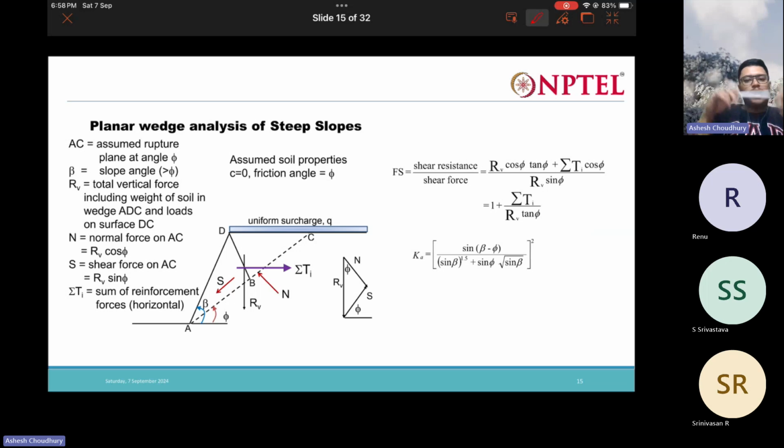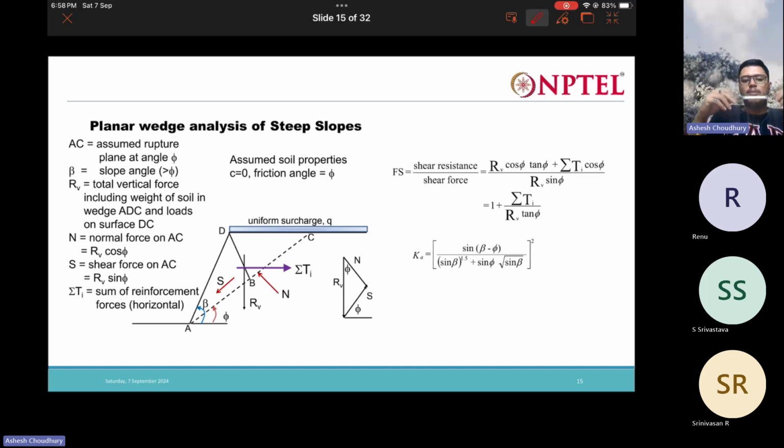Now this is one more case. This is the case for steep slopes. For steep slopes, how can you analyze the factor of safety, the sliding factor of safety? So here you can see we have considered a steep slope of angle beta.